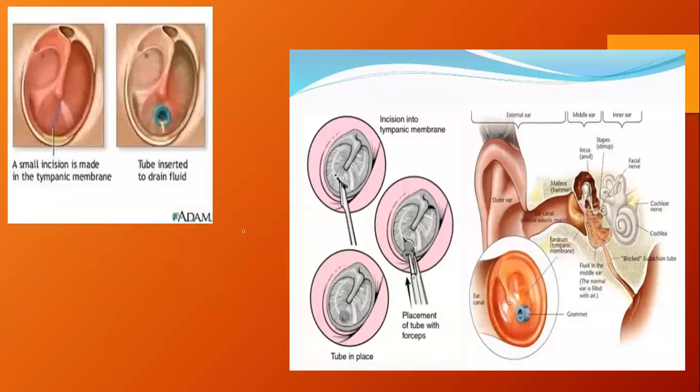eardrum. So this is a picture of myringotomy. Small, this is the eardrum. Okay, so here we can make an incision. Through this, we can insert the tube to drain out the fluid as well as the pus.